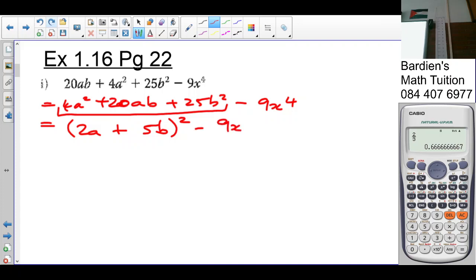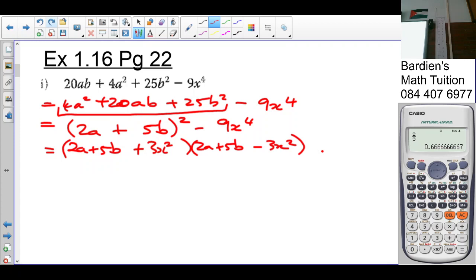Minus 9x to the 4. What do you notice now? It's a difference of perfect squares. So what is the square root of (2a plus 5b) all squared? 2a plus 5b. What's the square root of 9x to the 4? 3x squared. Okay, any issues there? No.